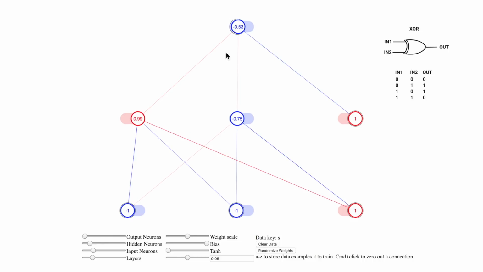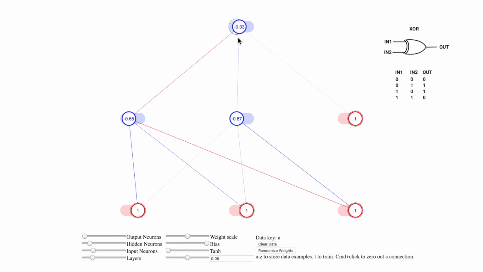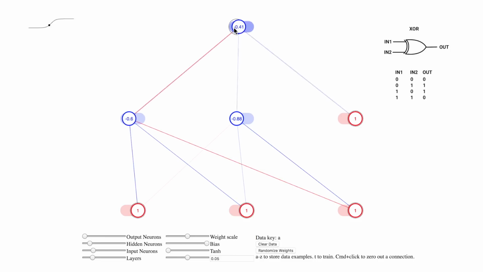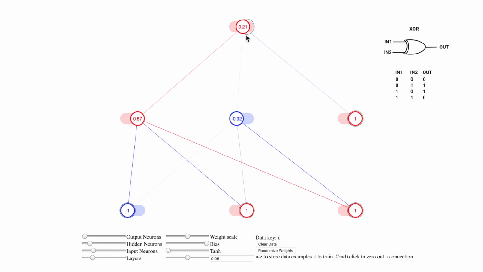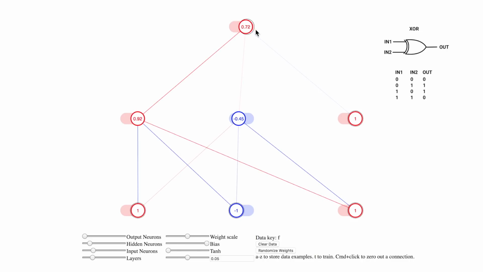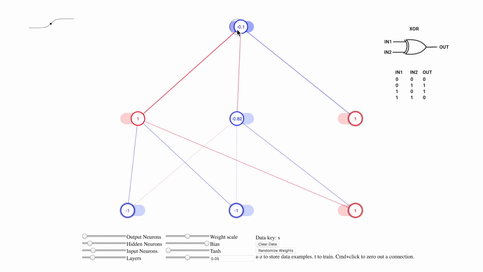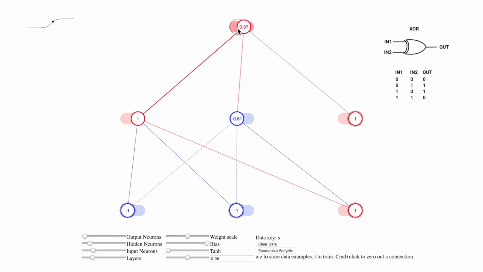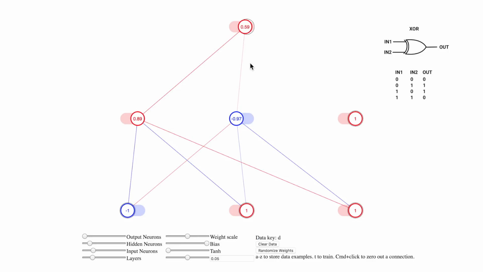So we'll go over here, train it. Okay, that should have been a 1. And I'm kind of acting like the computer here. So I'm trying to randomly pick examples and guide the network's output to what I want it to be.